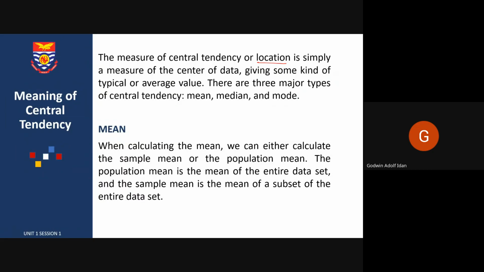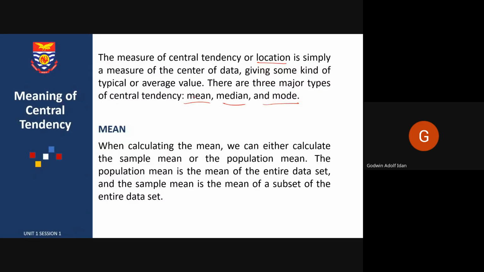And we have three major types of central tendency. We have the mean, the median, and the mode. The mean, we know that we get the mean by adding all the observations and dividing by the number of observations. That is why it is most appropriate when we are using quantitative data.